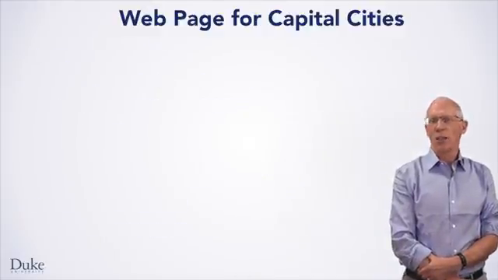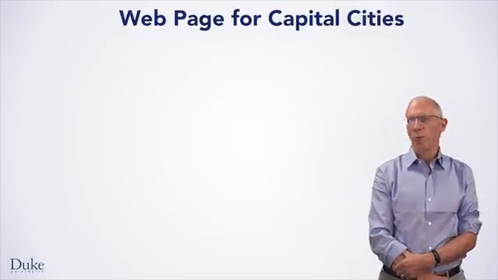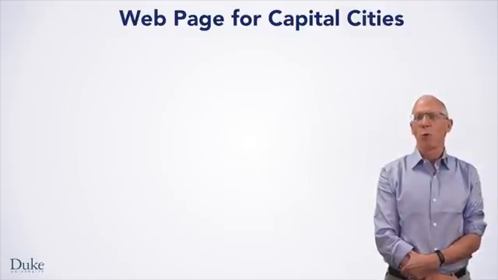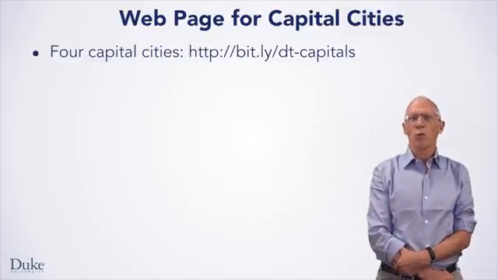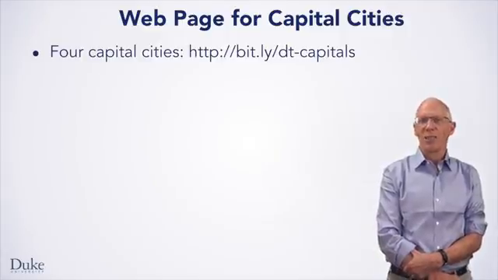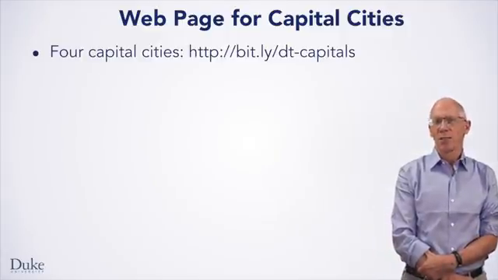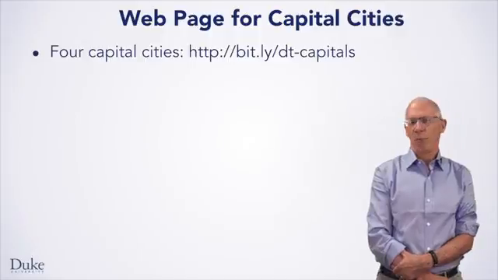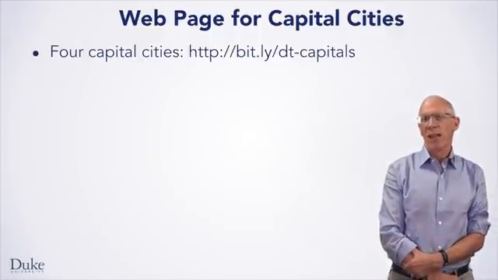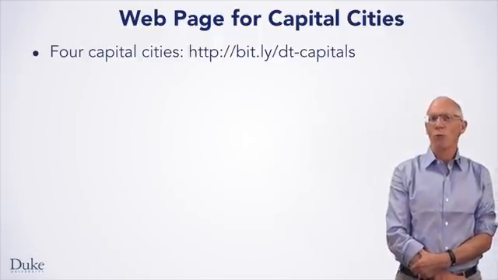To help understand what CSS can do and how it's used, we'll use a web page for some capital cities of the world that we've created. We have shown 4 capital cities in the web page whose URL is http://dt-capitals. We'll often use bit.ly shortened URLs for providing access to web-based resources we're creating for you to use in this course.